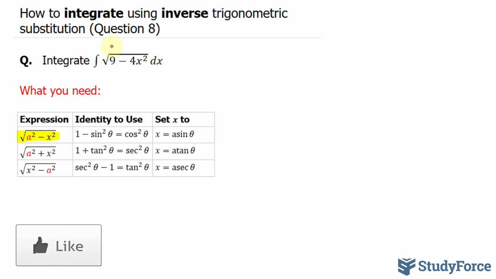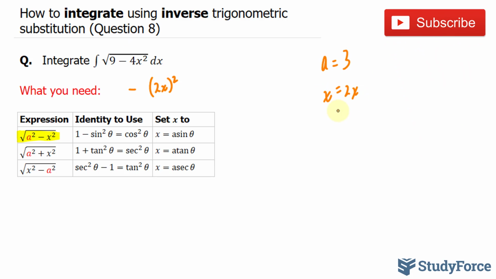As you can tell, this 9 is the constant and this a is being squared. So I'll take this 9 and square root it, and that will serve as my a. My a will be 3. My x, on the other hand, here is accompanied by this 4. What I can do, instead of writing minus 4x squared, I can write down minus 2x to the power of 2. Notice that 2x to the power of 2 is the same thing as 4x squared. And this will serve as my x, 2x.